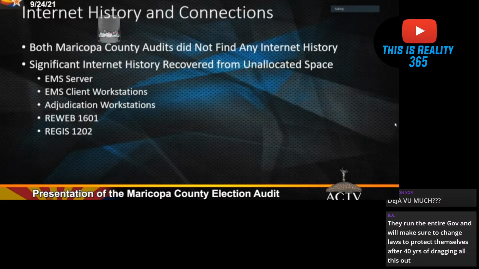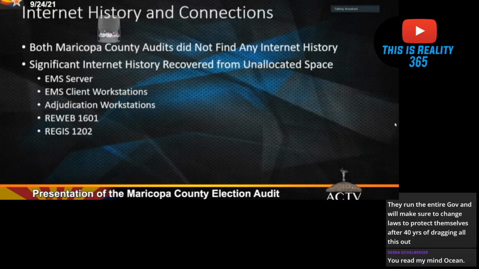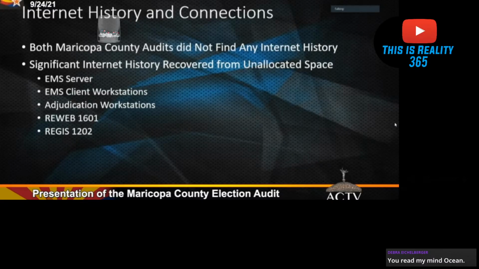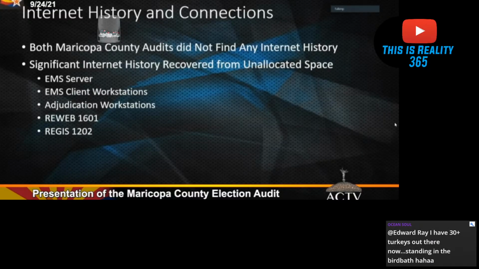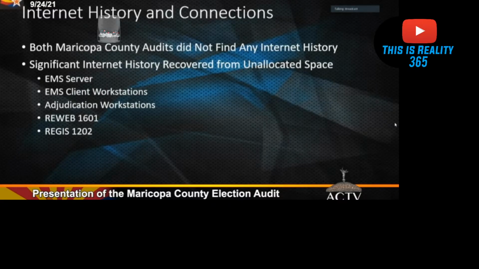Okay. When I initially did the analysis, I was only searching what is called the allocated space. So the allocated space is what you as a user see when you open up Internet Explorer or when you open up File Explorer. When you see that directory structure, that's allocated space. When I looked at the internet history of the allocated space, I had the same conclusion as the auditors did. However, I took this one step further. I actually carved the unallocated space in the entire file system for internet artifacts.